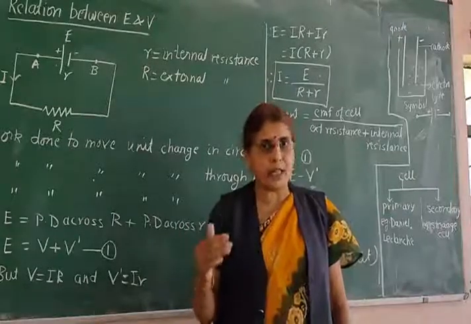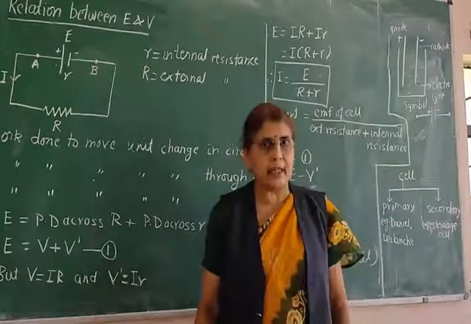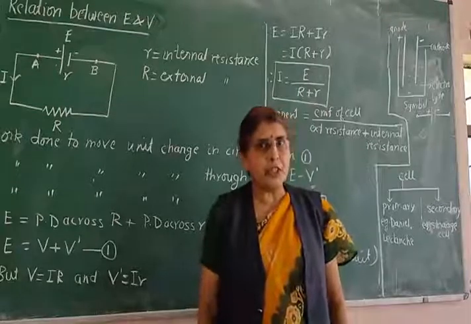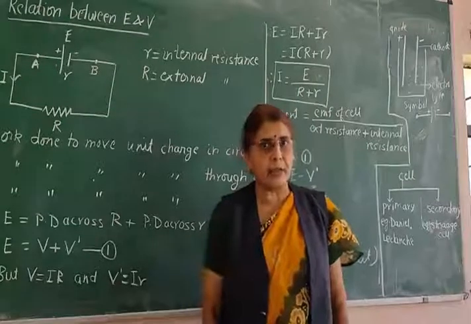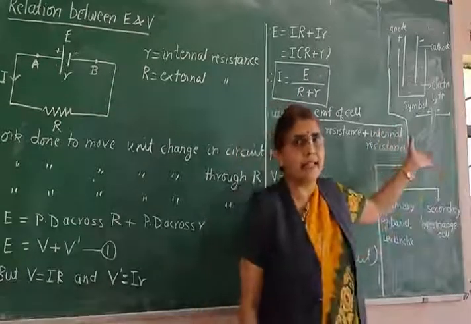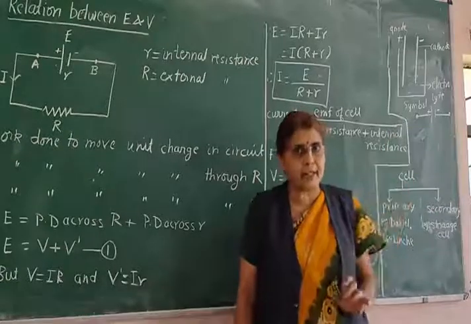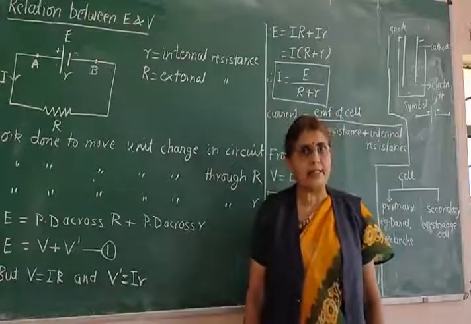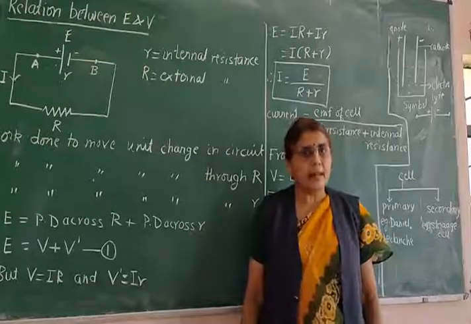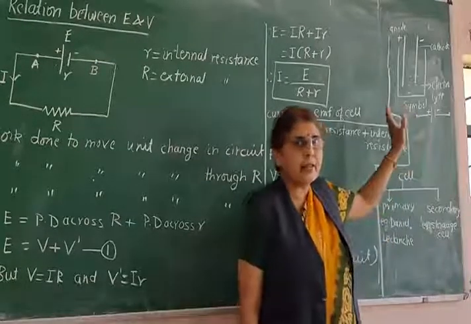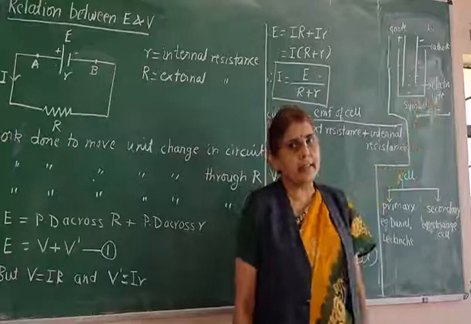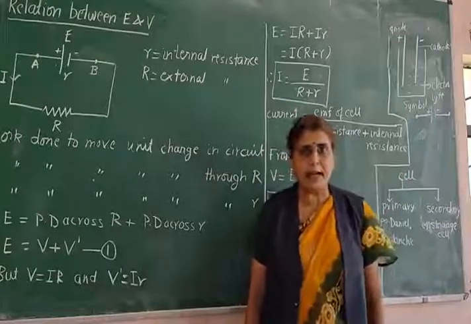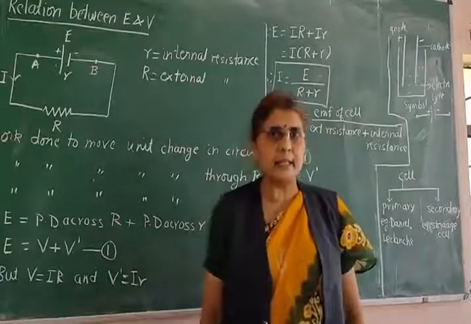On their own, charges do not move in the circuit, isn't it? You have to apply a certain potential difference to it. You have to give it energy. So the cell does that work. The cell supplies energy to the charges and thereby the charges start moving in the circuit and you have a current. So this cell converts chemical energy to electrical energy. This is a small device which maintains current in the circuit.